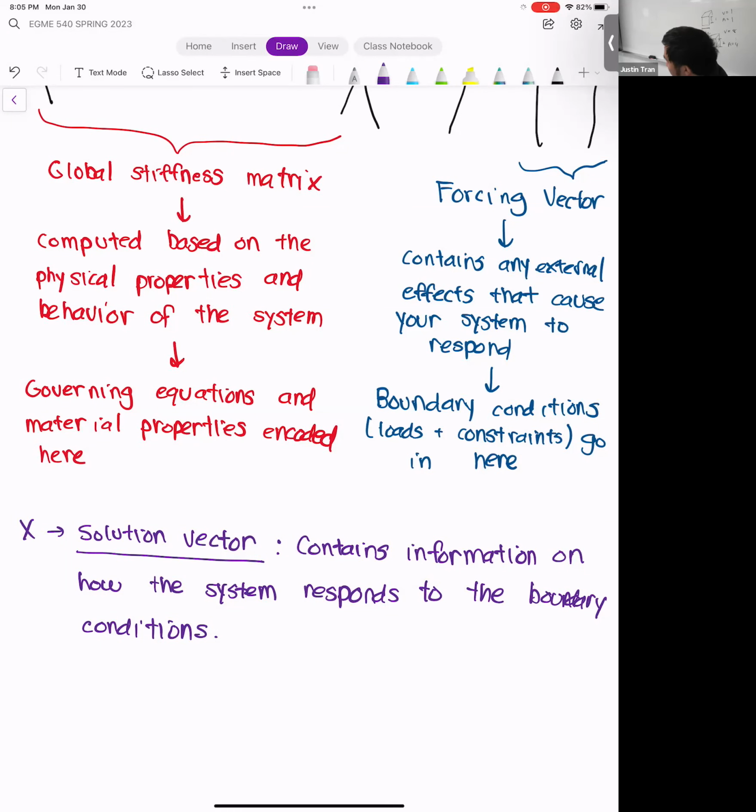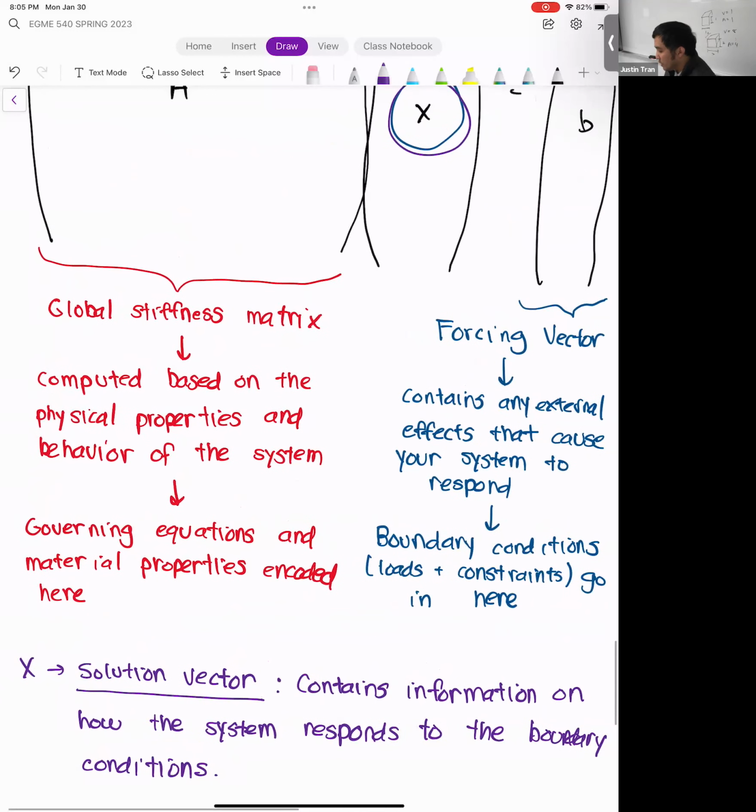So X is basically what the computer is solving for. The reason I'm bringing this up is, like I said, you're never actually going to see this matrix or what these vectors look like. You're really only going to look at, first of all, what equations you're going to solve, and you're going to look at the result. Okay?